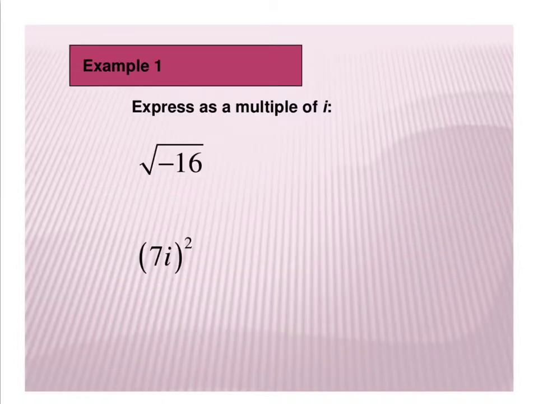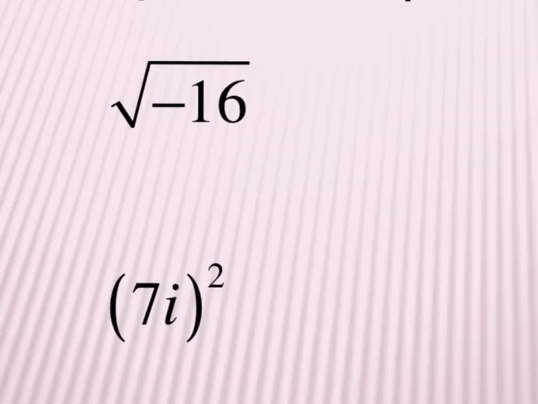So here's our first example. It says to express as a multiple of i. Please get in the habit of always evaluating the square root of -1 first. I know you're tempted to just write 4i, but I want you to get in the habit of doing this so you don't make an error in the future. So square root of -1, we said that is i, and square root of 16 is 4. The standard form of that is going to be 4i.